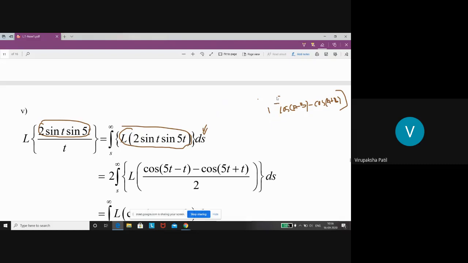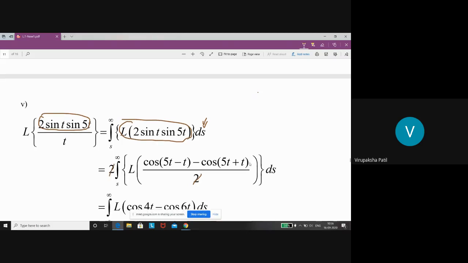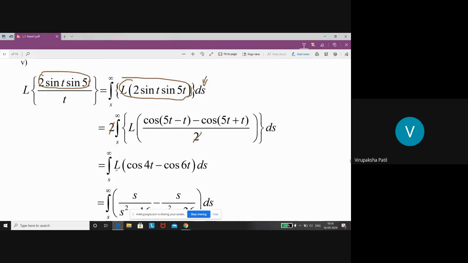Now using this result, the given function can be written as the Laplace transform of cos of 5t minus t, I have taken this as A and this as B, nothing to worry, if you take them the other way also, no issues whenever it is cos, minus cos of 5t plus t, whole divided by 2. Now these two get cancelled because that is a constant quantity. So you are left with the integration from s to infinity of the Laplace transform of cos 4t minus cos 6t with respect to s.